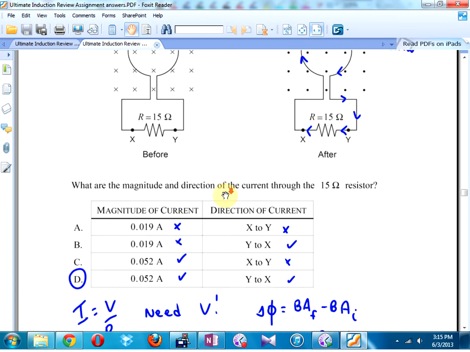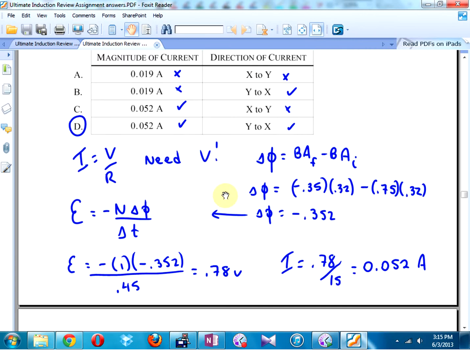Okay. To get the current, well, they gave me a resistance. I need V over R. Oh, V, voltage. You know what? I need an EMF because I see we have a changing magnetic field. This is Faraday's law. This is the negative N, change in flux over change in time.